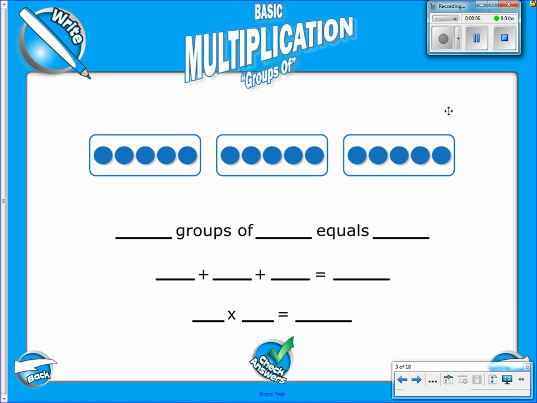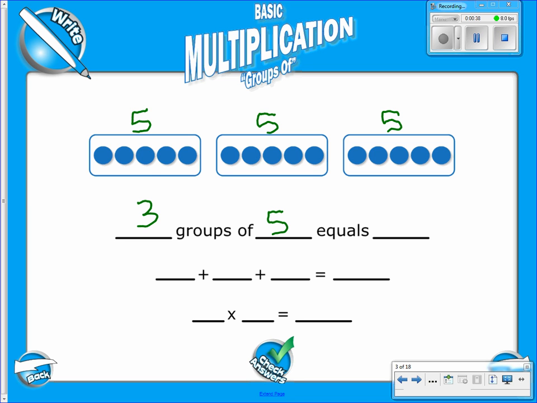We are learning about multiple ways to solve multiplication problems, and we are focusing on building models and different ways that we can write and show how to solve a problem. For example, here I have 3 groups, 1, 2, 3, and each group has 5 circles in it. Each group has 5 dots in it.